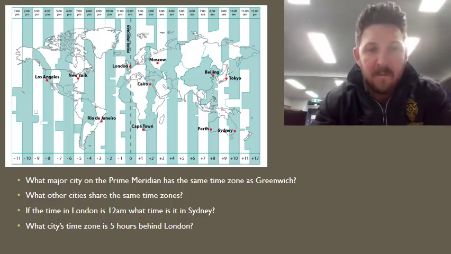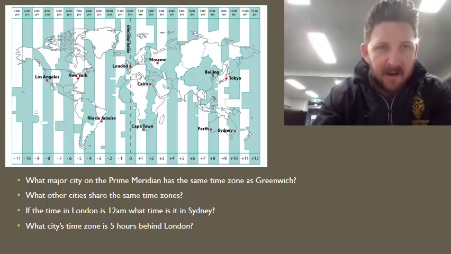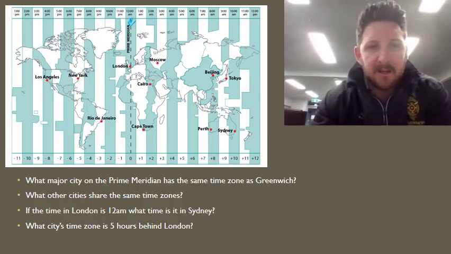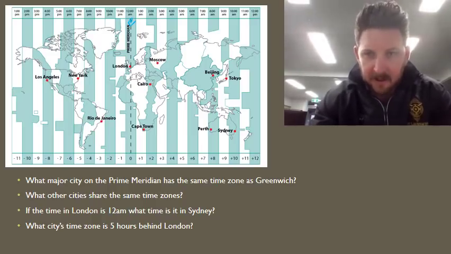So the first one here says, what major city on the prime meridian has the same time zone as Greenwich? Now we know the prime meridian runs through Greenwich. If I go down that, you can see that dotted line down here. I'm going to put a little mark on it just here, put a little arrow going down there. There's only one major city that runs across there, and you can see it's labelled with a little red dot, and that's London. So I'm going to put down London.